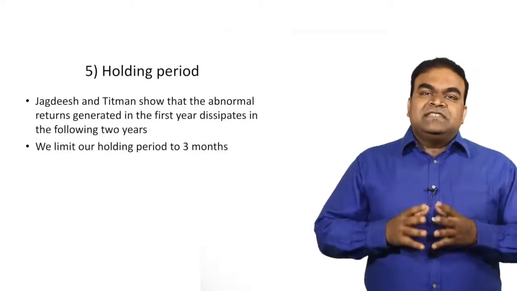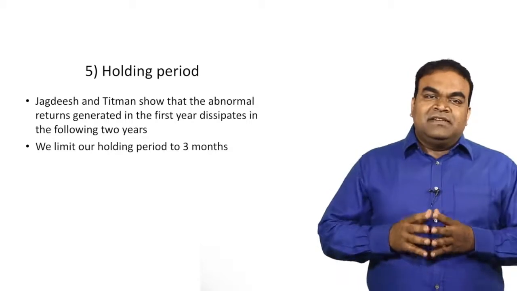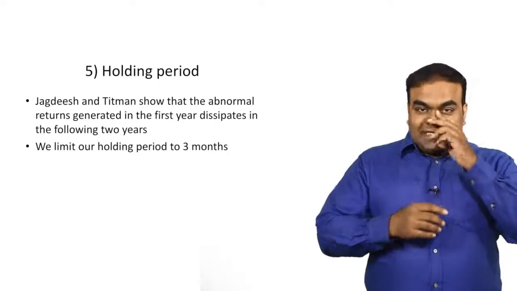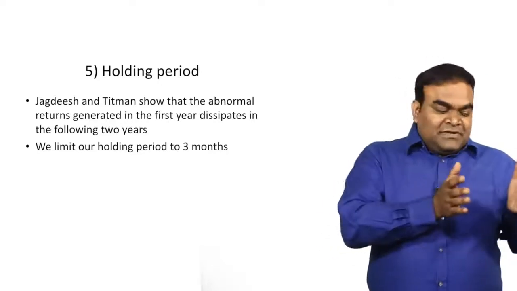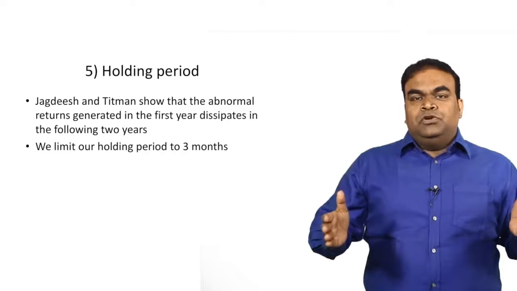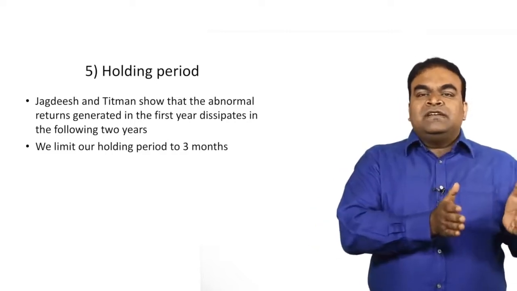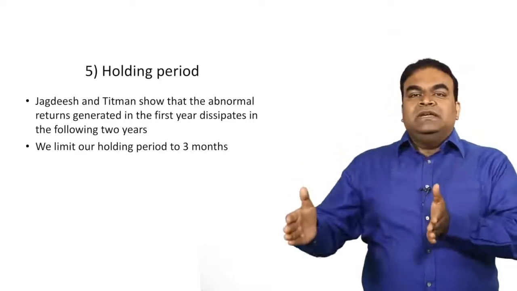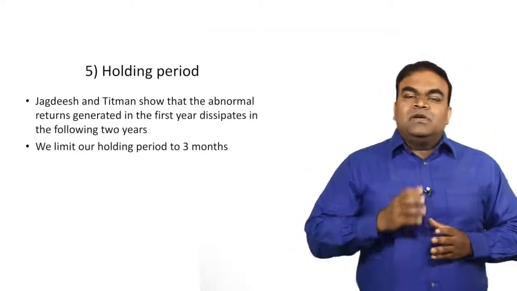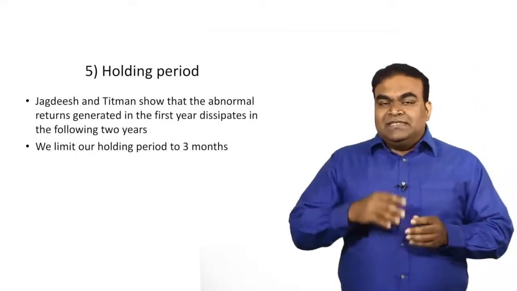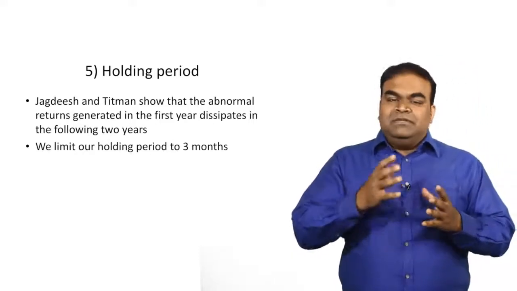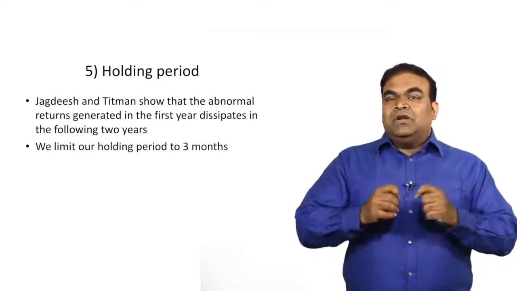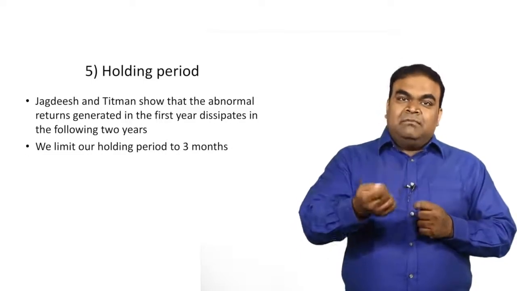The research by Jagdish and Titman shows that the abnormal returns generated in the first year dissipate in the following 2 years. That is, if I have to put this in simple words, if you study returns for 3 years after the creation of a portfolio, in the first year, the portfolio generates positive returns, but the returns keep decreasing in the subsequent 2 years. So it is not advisable to have a very long holding period. This is the reason why we limit our holding period to 3 months. But you can experiment with various lengths between 3 and 12 months, and you can pick a holding period which suits your requirements.